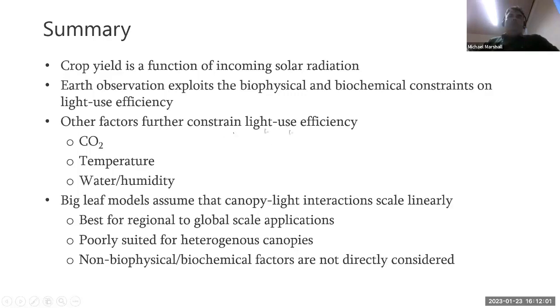Other factors further constrain light use efficiency, so I hope I went into those. CO2 is part of the potential factor, but temperature, water, and humidity are limiting factors. These are the main constraints on light use efficiency.